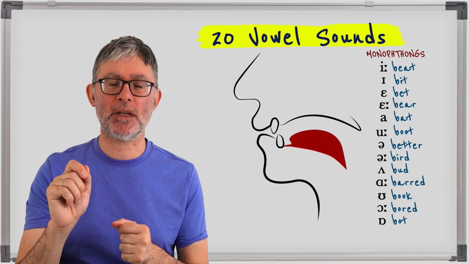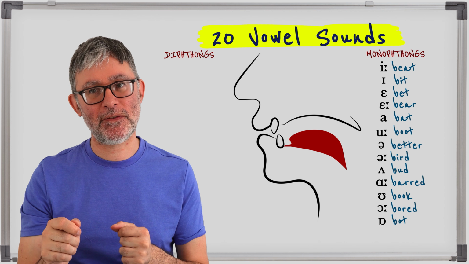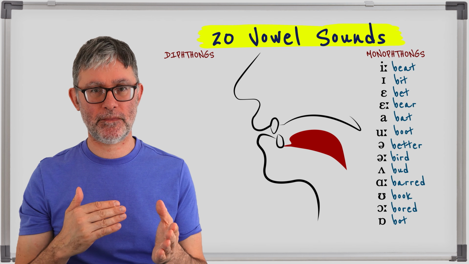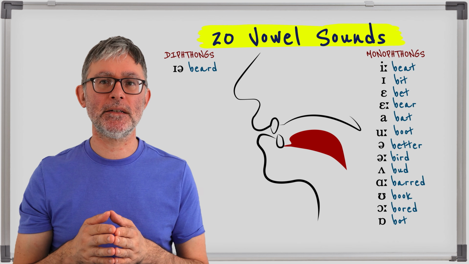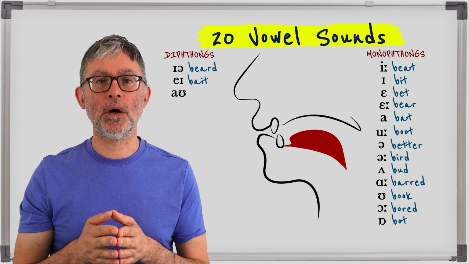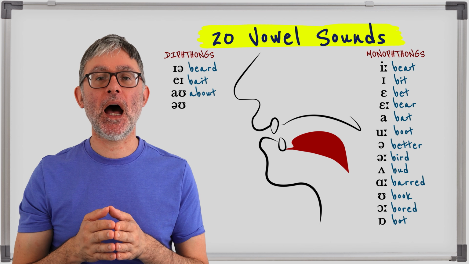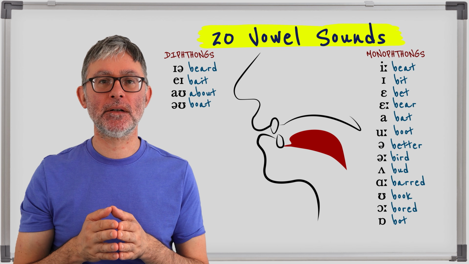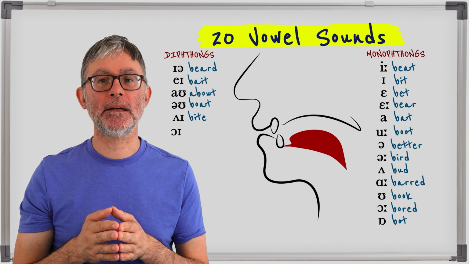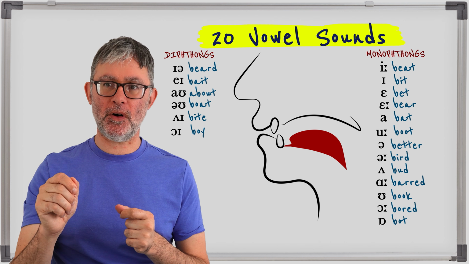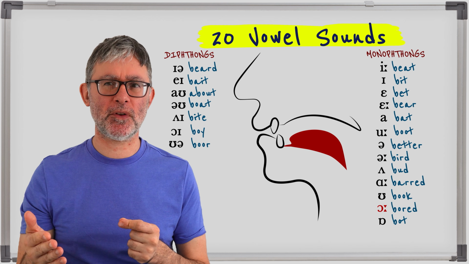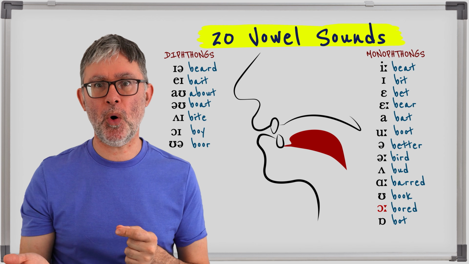These are single positions of the mouth. We also have diphthongs. These are sounds that move from one position to another: "ear", beard, "a", bait, "ow", about, "o", boat, "i", bite, "oi", boy. And there's another diphthong, "ua", bua, but this isn't really used these days. The monophthong "or" is preferred, so bore.